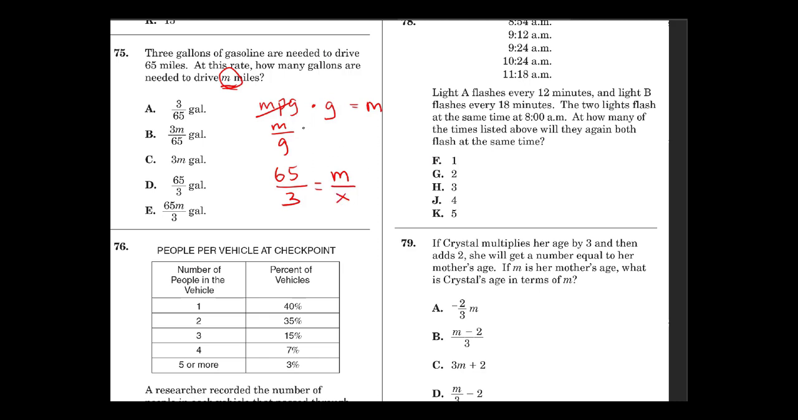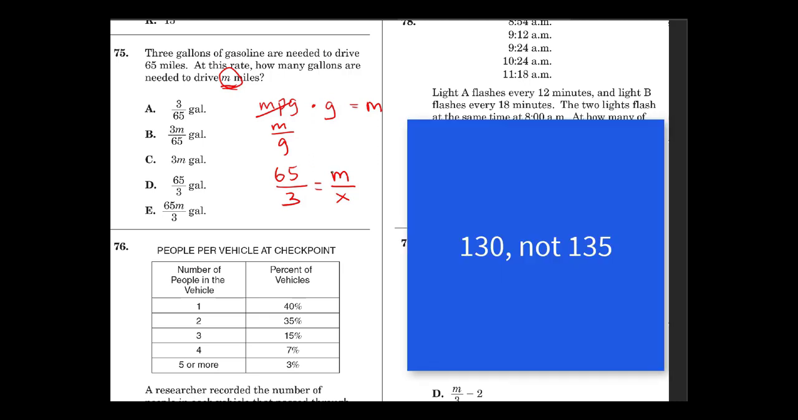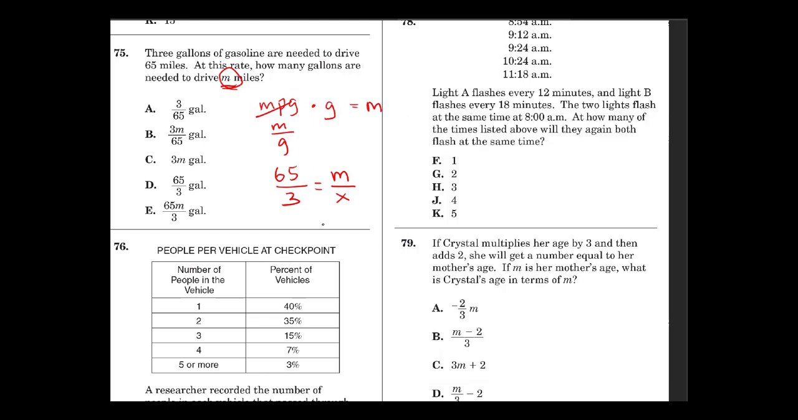And this would work out in our example before. If M were 130, then 130 would be double 65. It'd have to double 3, and X would be 6. This is the right proportion. I just need to solve for X. Let's cross multiply. 65X equals 3M. X equals, divided by 65 on both sides, 3M over 65.